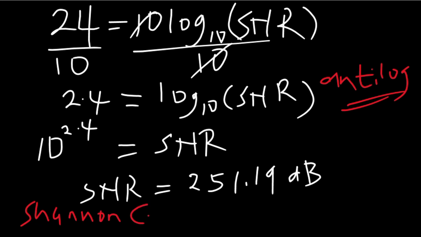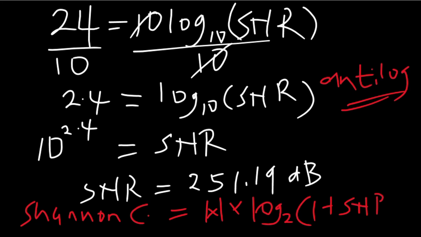Okay, so what do we do next? We need to find the Shannon capacity, where the Shannon capacity is equal to our bandwidth times log base 2 of (1 plus SNR). This is the reason why we found the SNR in the first place. The SNR is the signal to noise ratio. So now let's go ahead and find the Shannon capacity.